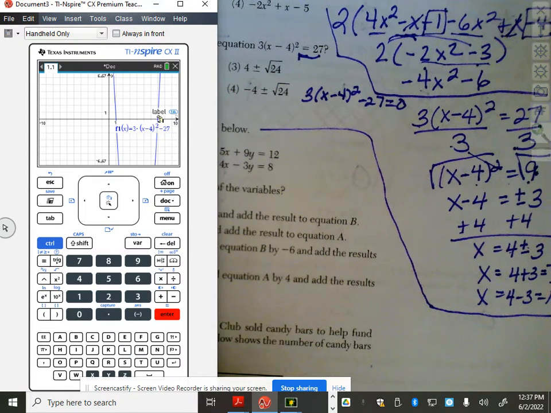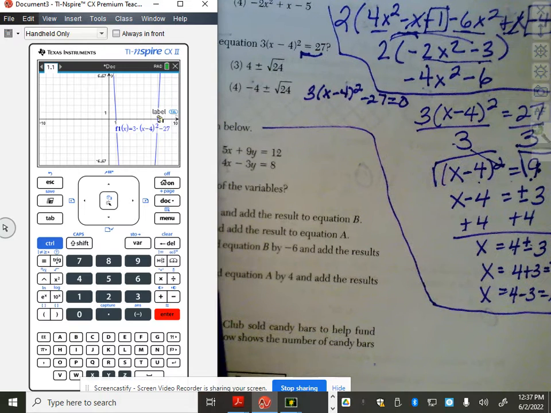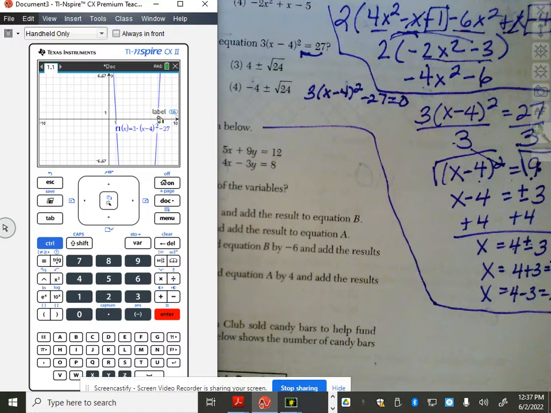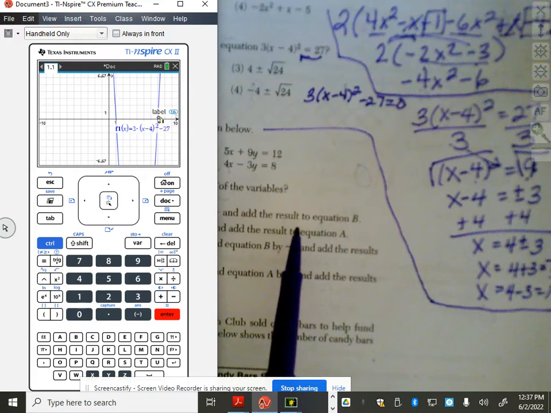Number 15 says, a system of equations is shown below. We have equation A and equation B. Which method would eliminate one of the variables? It says multiply A by negative 1/3 and add the result to equation B.